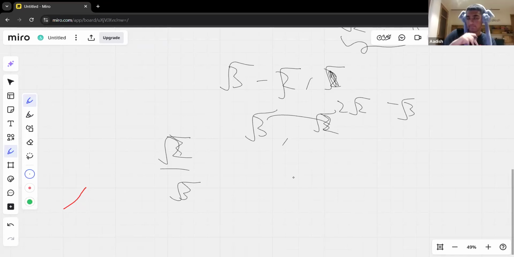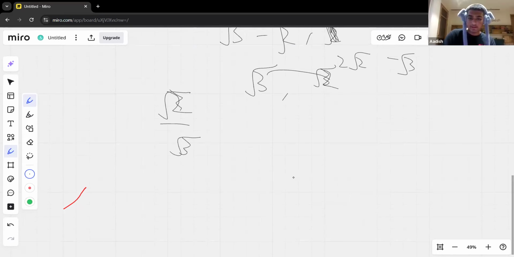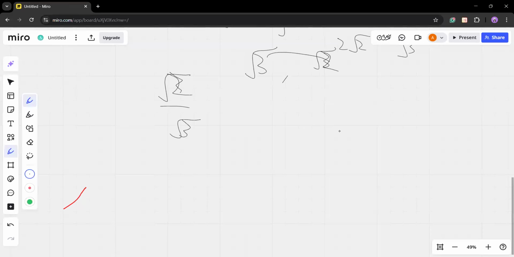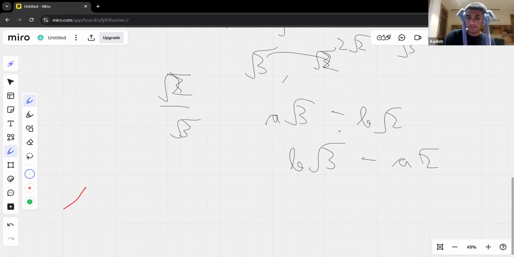The process stops when something becomes zero, right? Because we are always subtracting small from big, so it cannot become negative. So it has to become zero. And since we always have some combination of root 2 and root 3, we'll end up with a root 3 minus b root 2, or b root 3 minus a root 2. Oh wait, this is not what I'm saying, sorry.